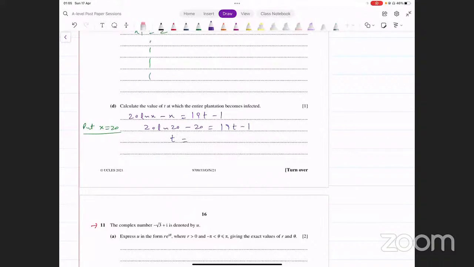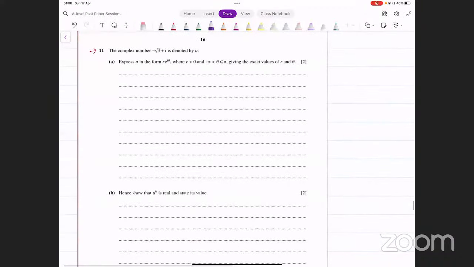ठीक है, इसमें आप उसने कोई आपसे कहा नहीं एग्जैक्ट वैल्यू, तो आप डेसिमल्स में लिख दोगे 20 ln 20 minus 20 plus 1 divided by 19, and that gives me 2.153, or you can write it to three significant figures. That's 2.15. Okay, so that's what we get. Now let's do the last question, and then we end. It's been a long class.